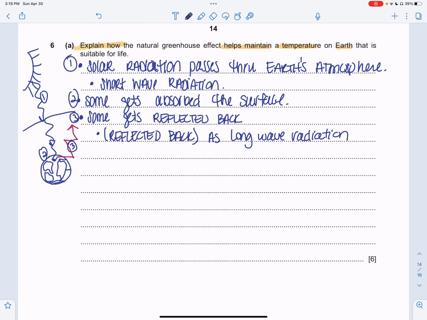All right. And then for that long wave, again, you can also call it infra, which means less than red. Infrared, less than the color red. It is longer wavelength or less energy than the actual visible color red. And as it does get reflected back off, it's going to warm the atmosphere, warm Earth's surface.